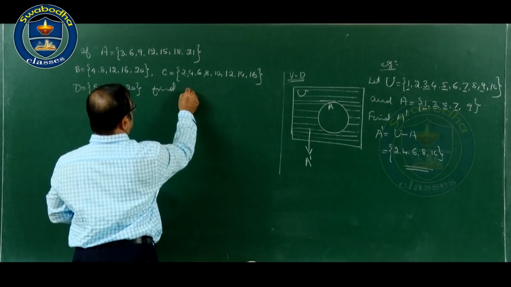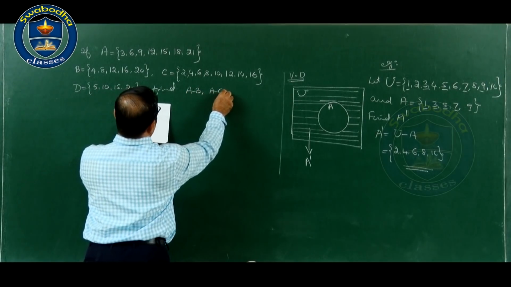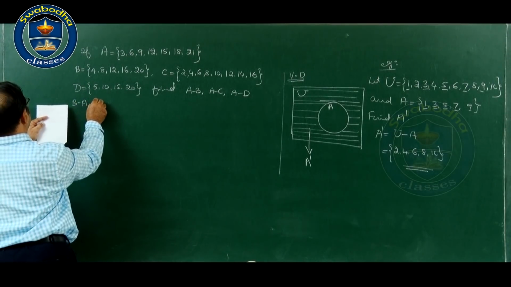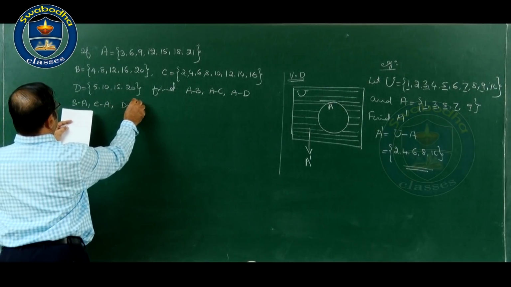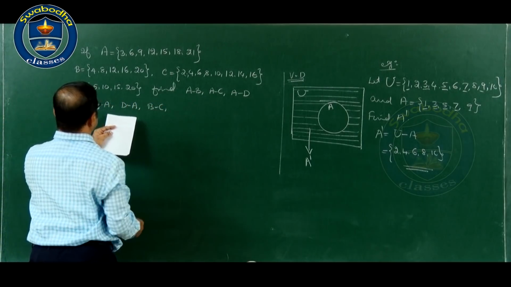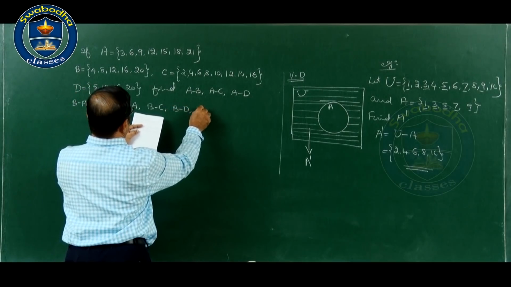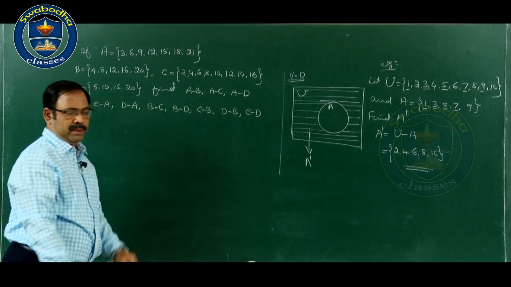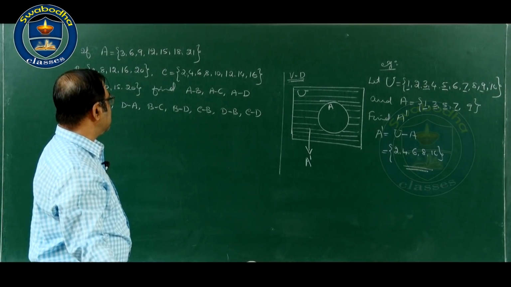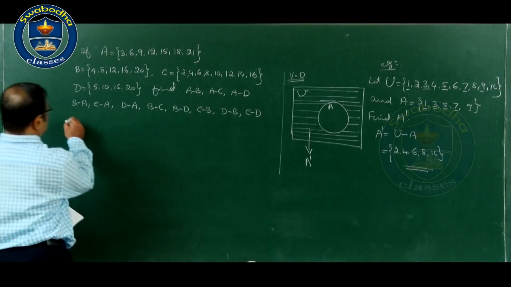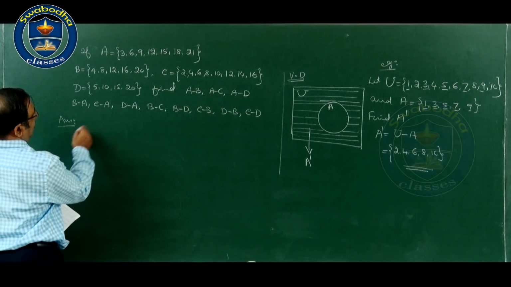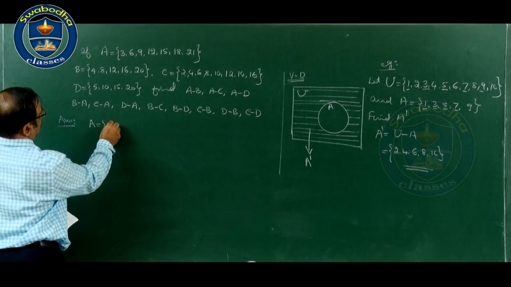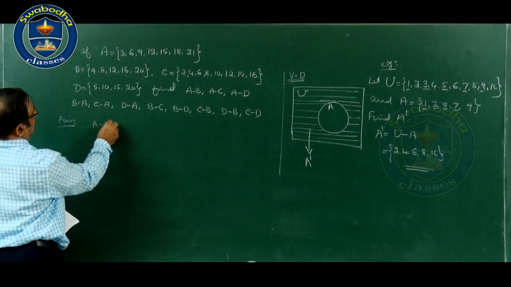Find A minus B, A minus C, A minus D, B minus A, C minus A, D minus A, B minus C, B minus D, C minus B, D minus B, C minus D. So, let us write. First we write A minus B. What is this A minus B?